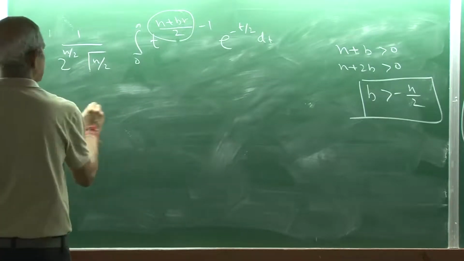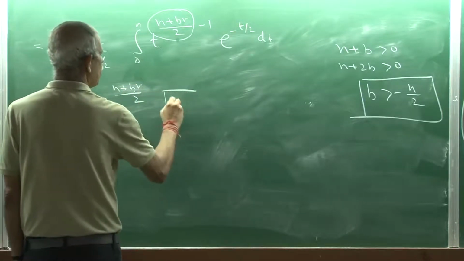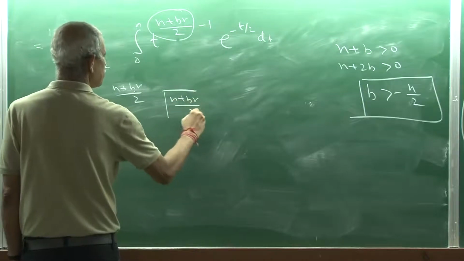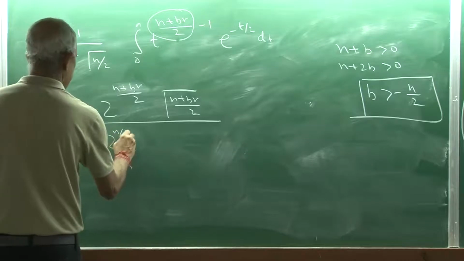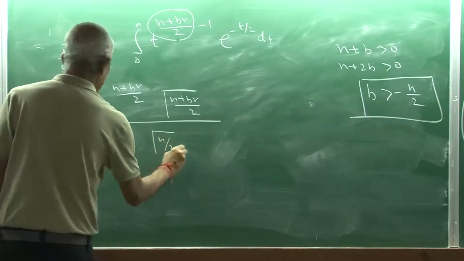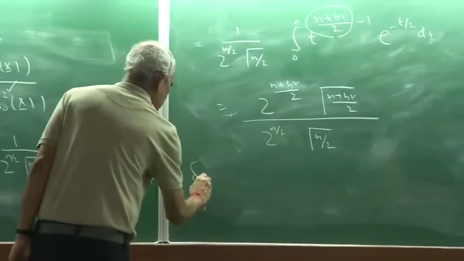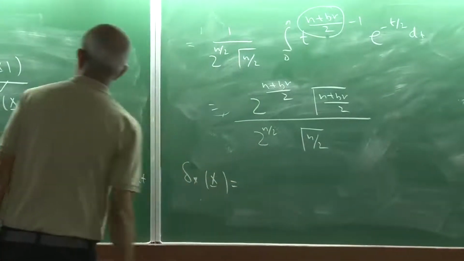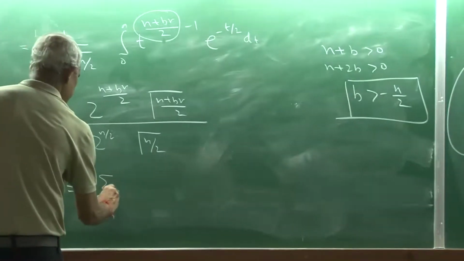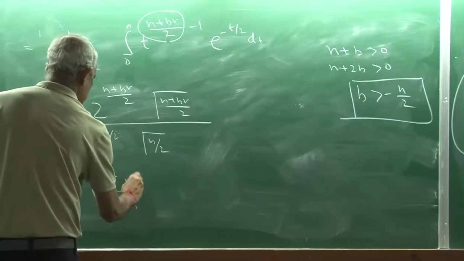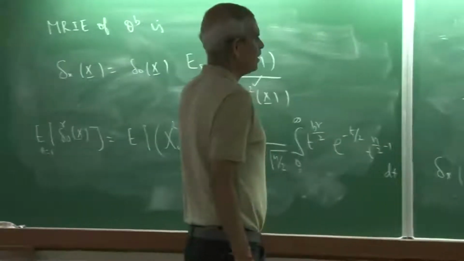And then in that case, it becomes 2 to the power n plus br by 2, gamma of n plus br by 2, divided by 2 to the power n by 2, gamma n by 2. Now you can find out what is delta star x. It is delta naught x, which is xi square to the power b by 2, and then r equal to 1 divided by r equal to 2.